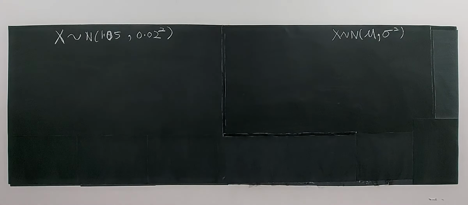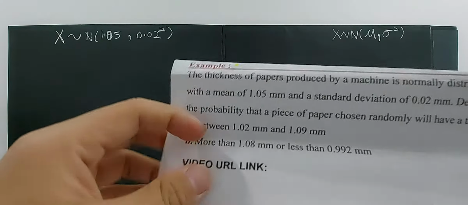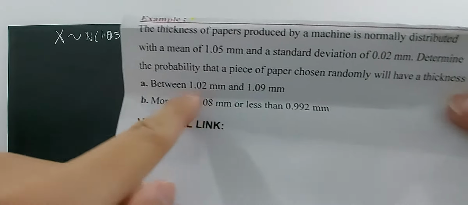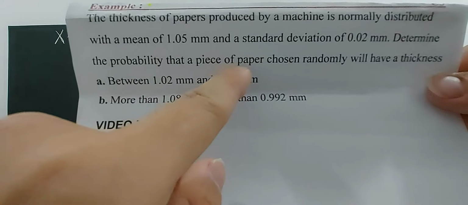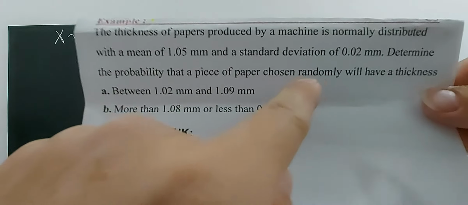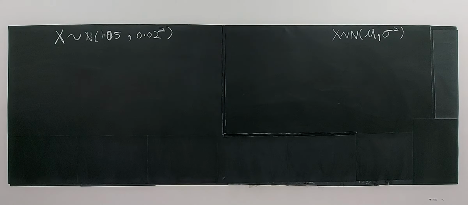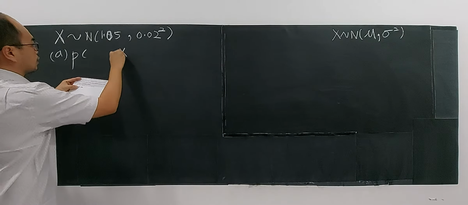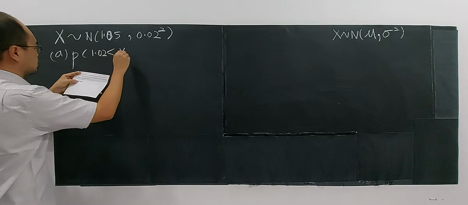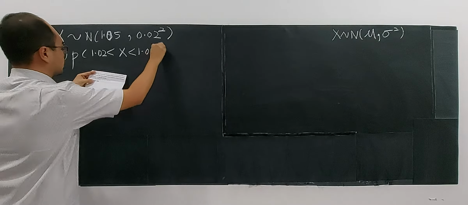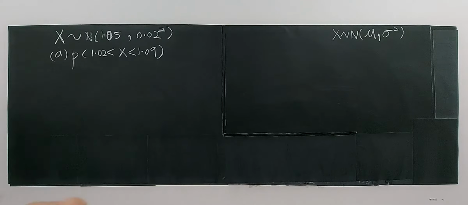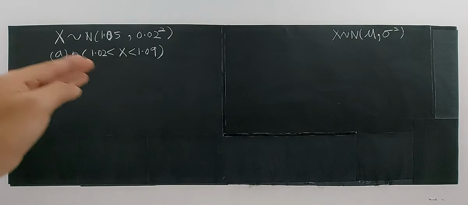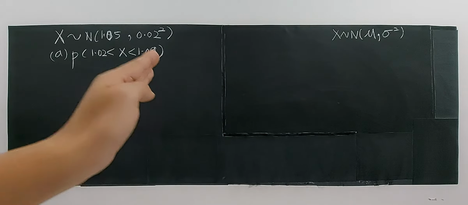Then the question is asking you to determine the probability that a piece of paper chosen randomly will have a thickness. For question A, it will have a thickness between 1.02 millimeter and 1.09 millimeter, right? So you know that the mean thickness of the paper is 1.05. They just want to find the probability that the thickness of the paper is between 1.02 and 1.09.